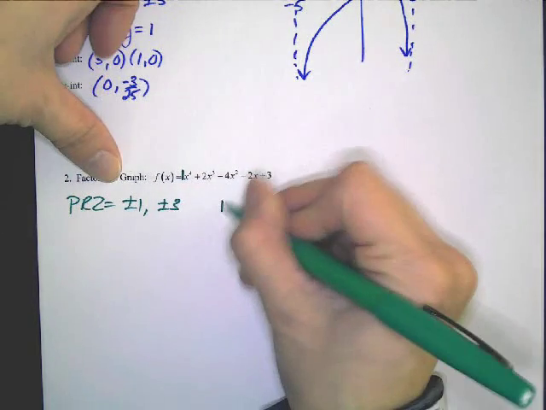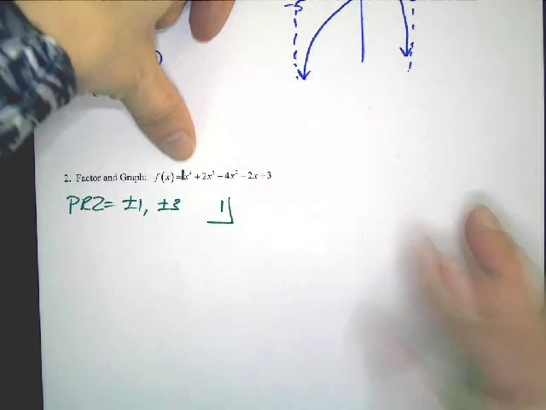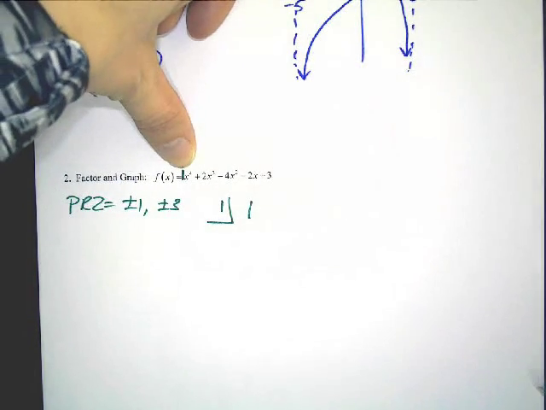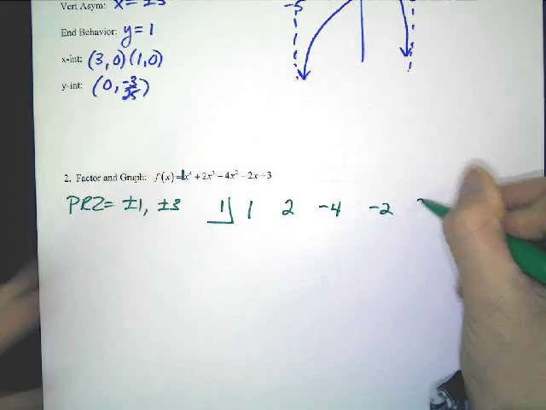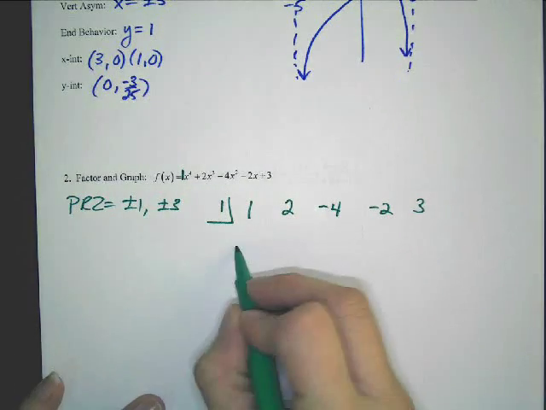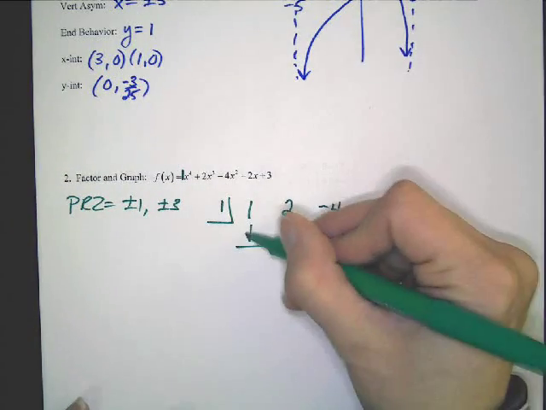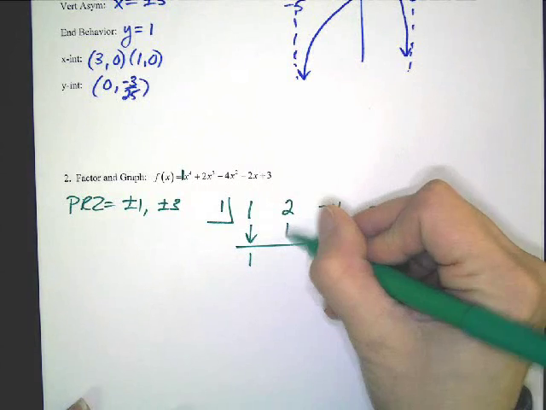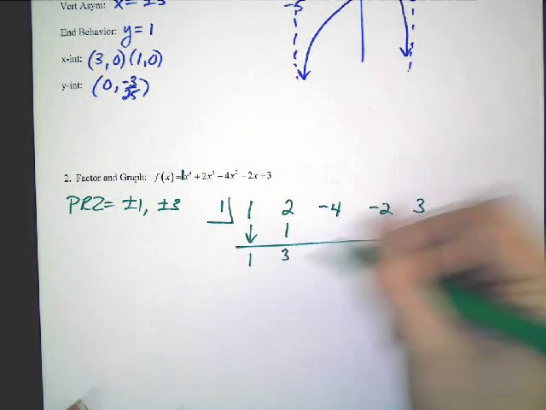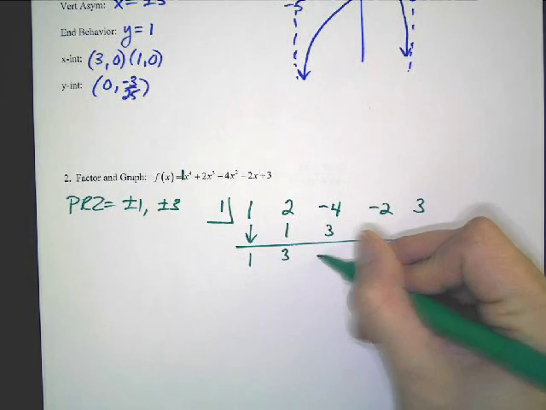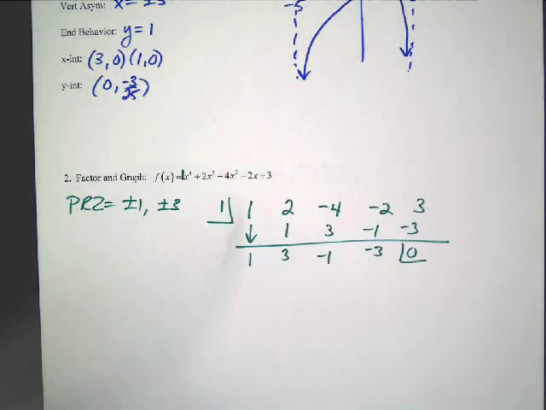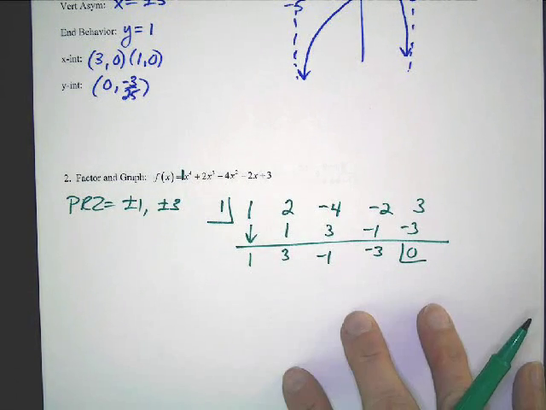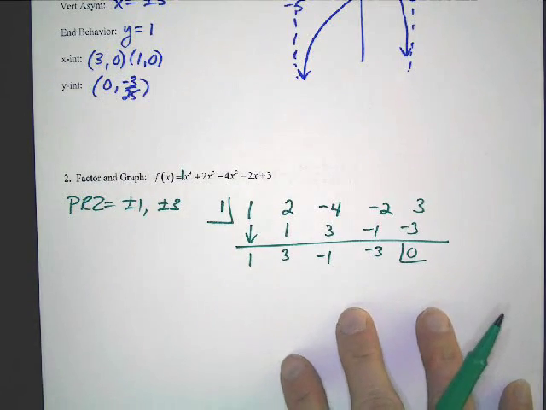The first one that I'll test is 1. You have to make sure here you add your 0x's. So I've got 1 for the fourth power, 2 for the third power, -4, -2. All right, I did not need any 0x's. Okay, synthetic division, we drop it down. 1 times 1, 1, 3. 3, -1. -1, -3, -3. It worked. As soon as you find something that works, let's write it in factored form.